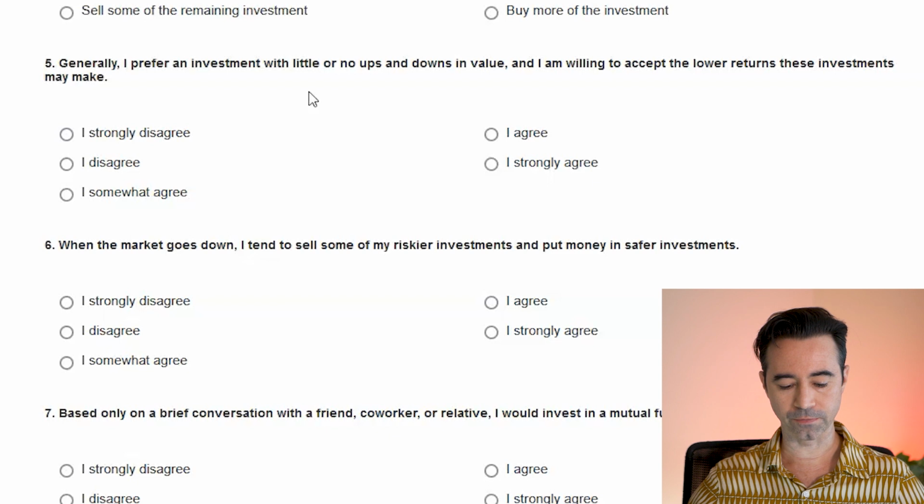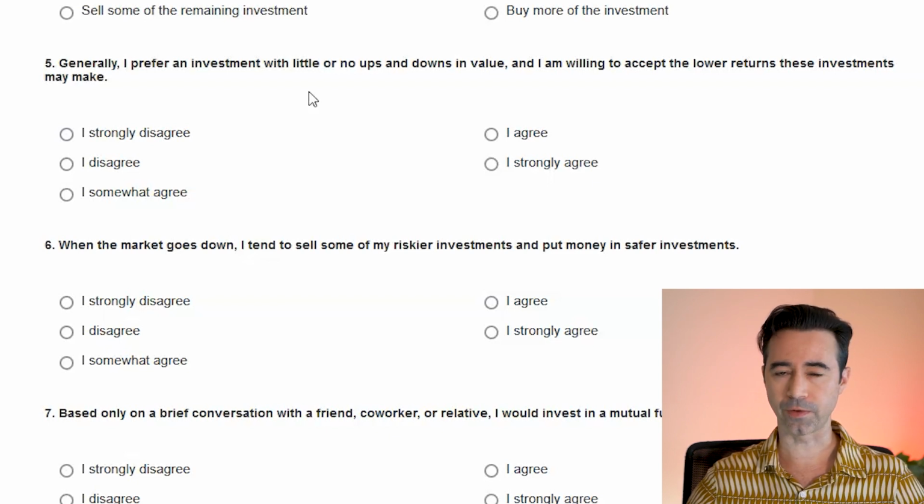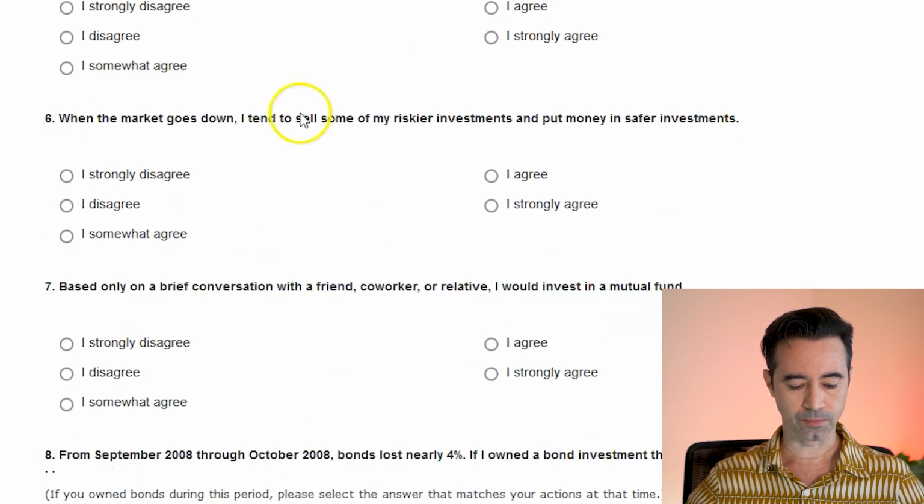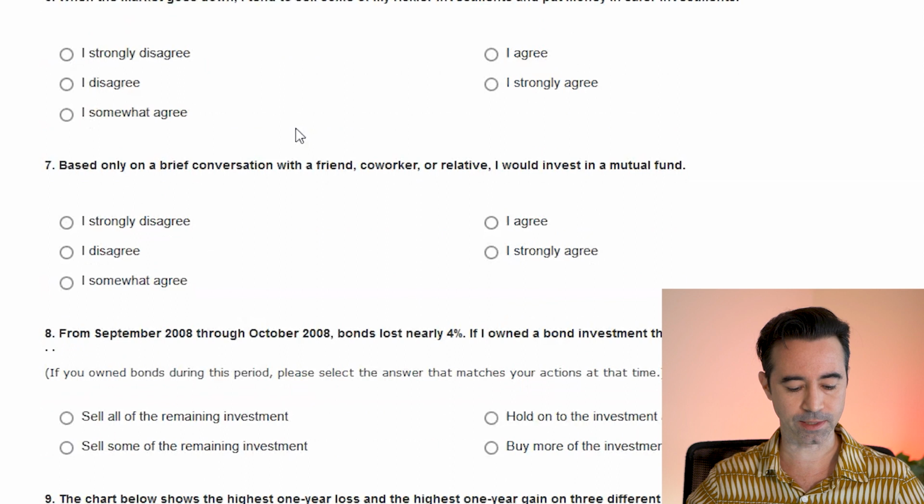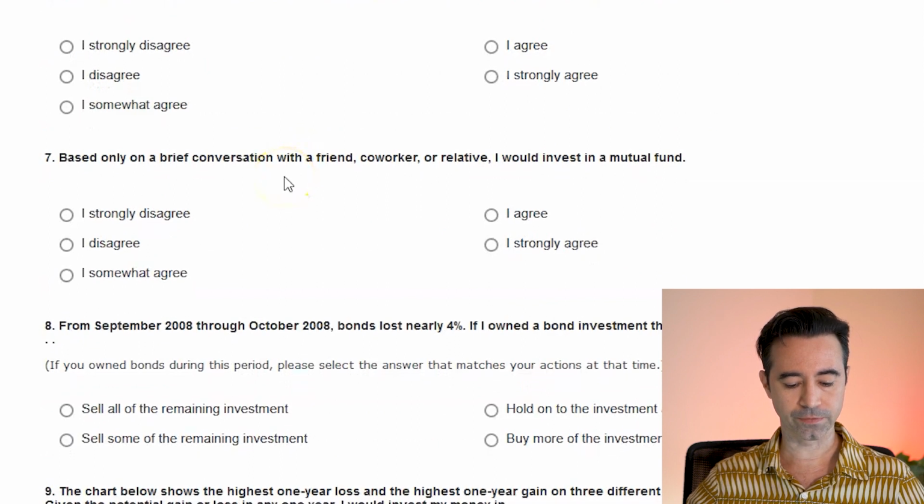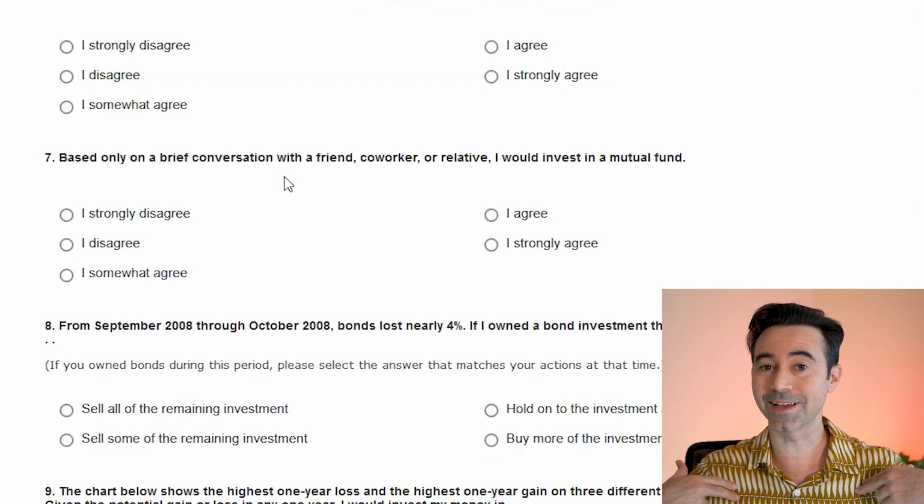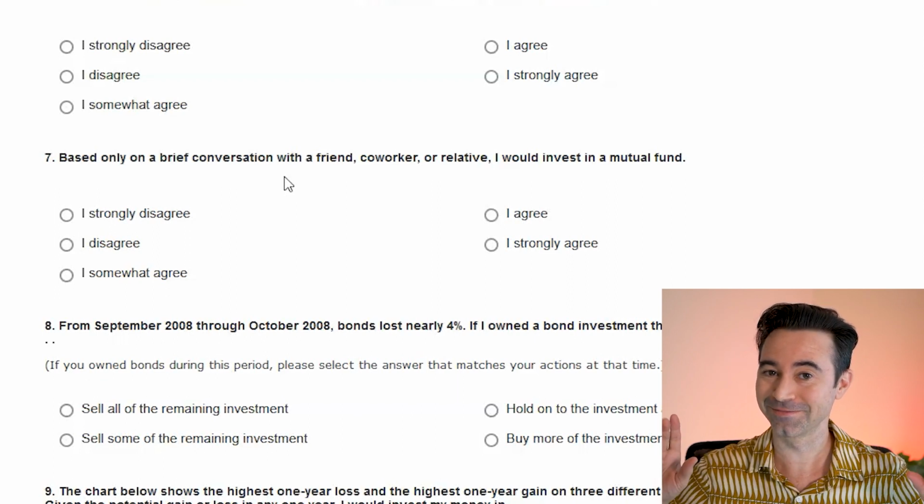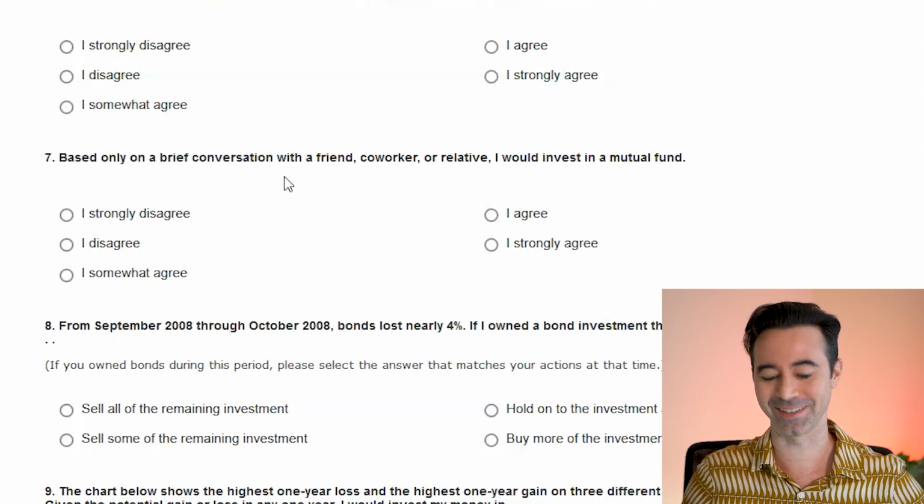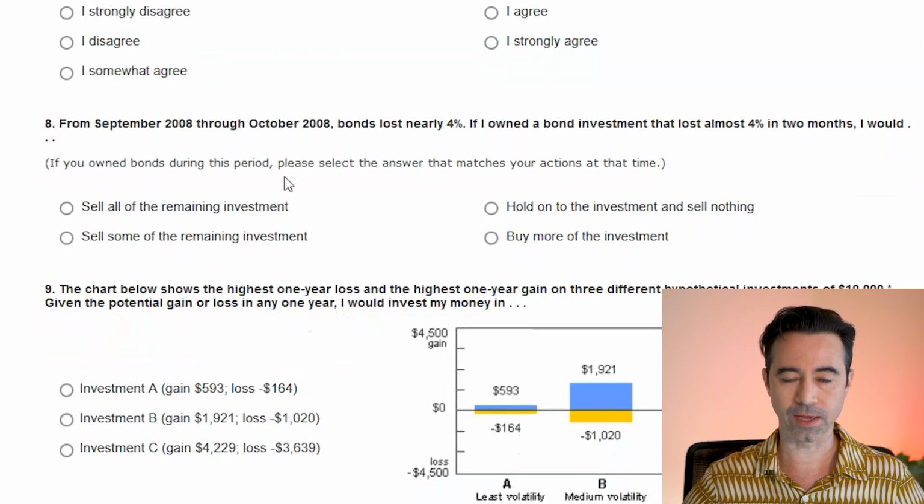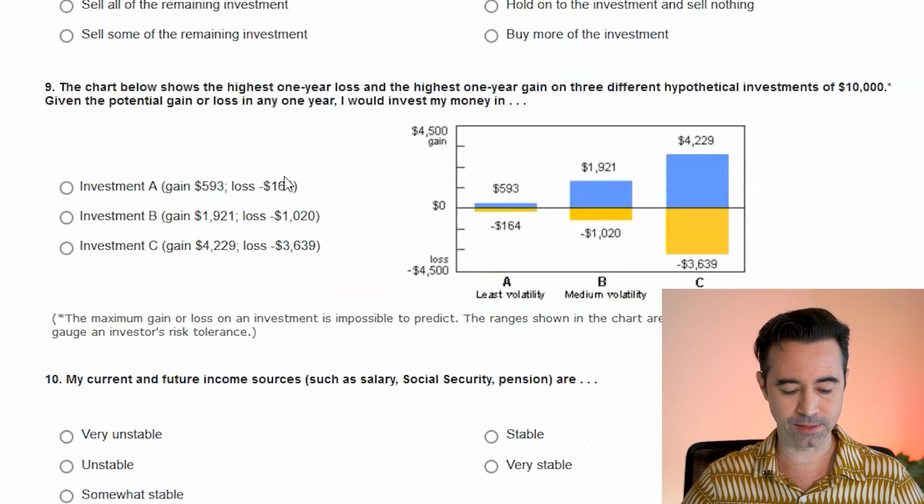Generally, I prefer an investment with little or no ups and downs, so that's about volatility. When the market goes down, I sell some or do not sell, things like that. Based on a brief conversation with a friend, I would invest in mutual funds. So do you listen to your friends? Do you listen to guys on YouTube? Nah, come on. From September through 2008, another one about 2008.